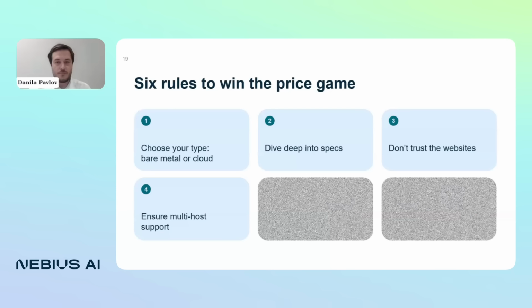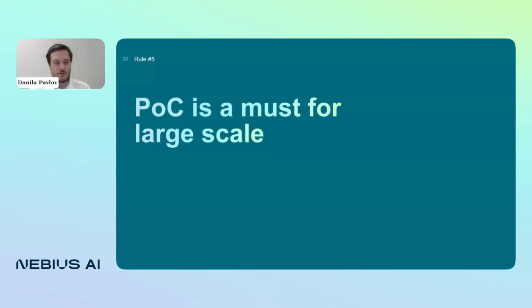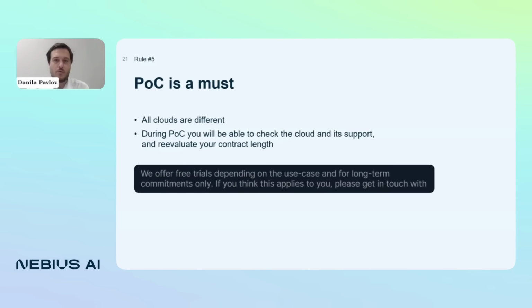So the fourth rule is to ensure that the cloud provider has a multi-host support. Well, support is a great thing when you're already a customer, but how can you understand that the support is great or that they even have proper 24/7 support, not just a word on the website? So my idea here is to try to get a proof of concept if you're going large scale.